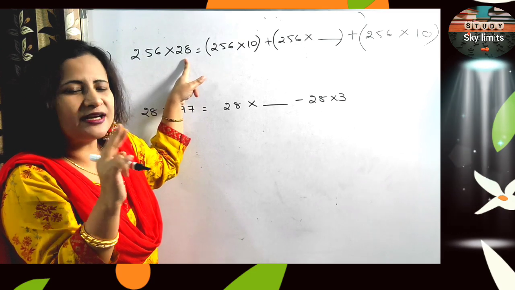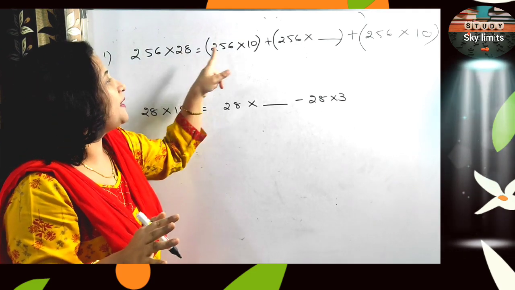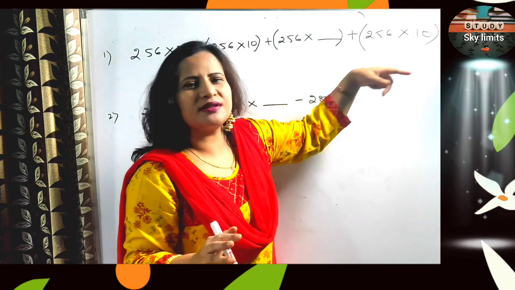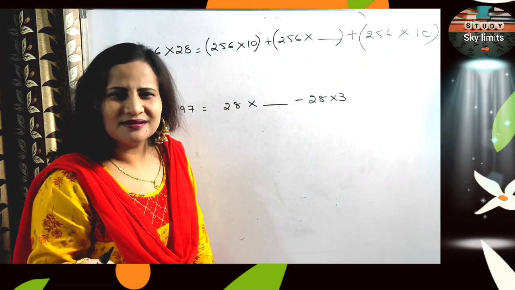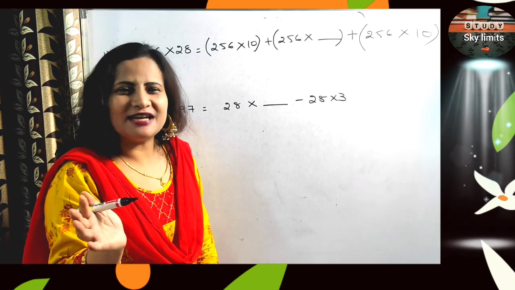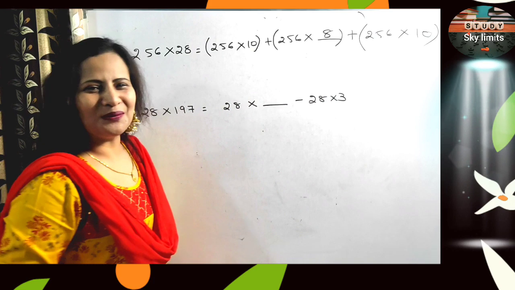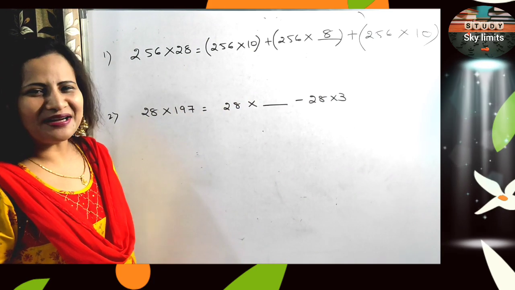Not 2 parts like 20 plus 8, but it has been split into 3 parts. So one part is 10. Other part is 10. So the third part will be obviously what? 8. 10 plus 8 plus 10 will give me 28. Yes or no? So that way you can easily find out.